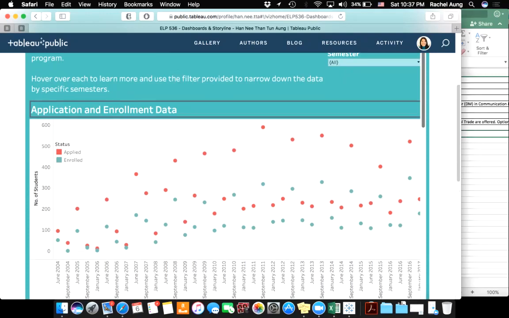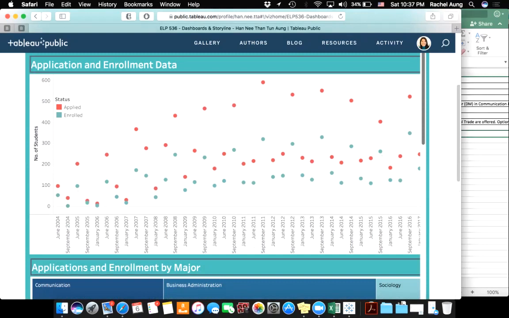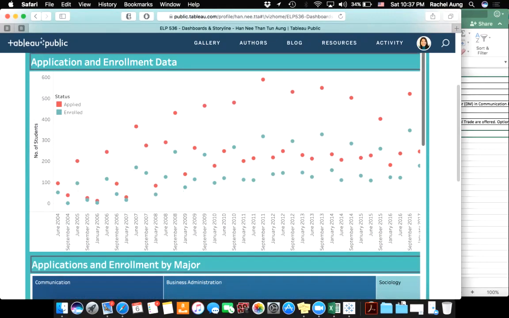And things like that. And for all the people that applied and then never came to our program, where did they go instead? That kind of data is hard to get because this program is based in Singapore and we don't have all of that data. But if I could get my hands on that data, I would have liked to do that.